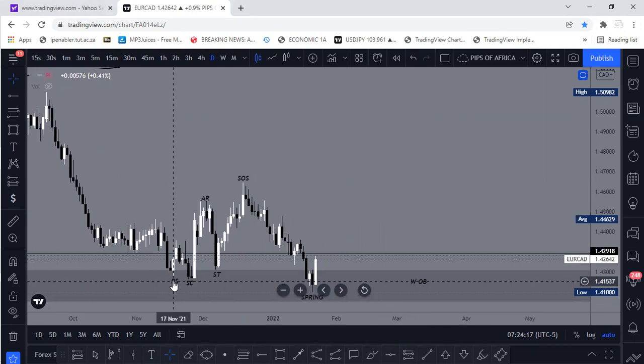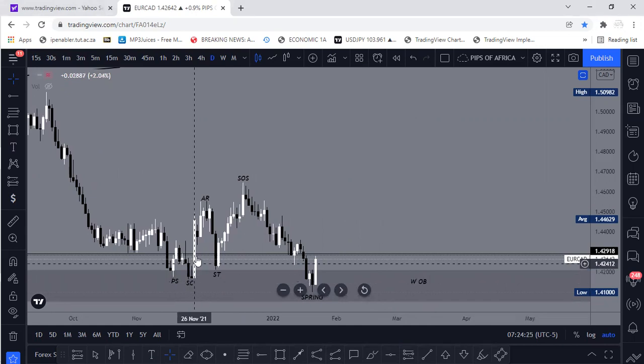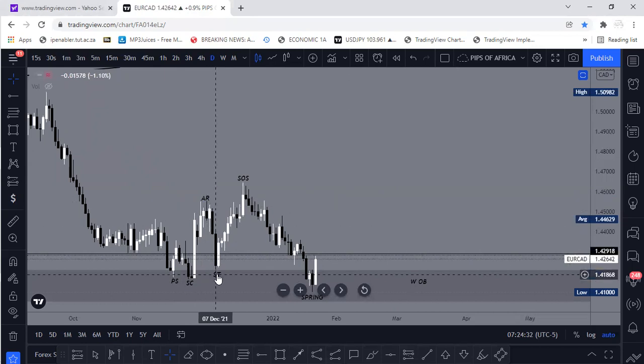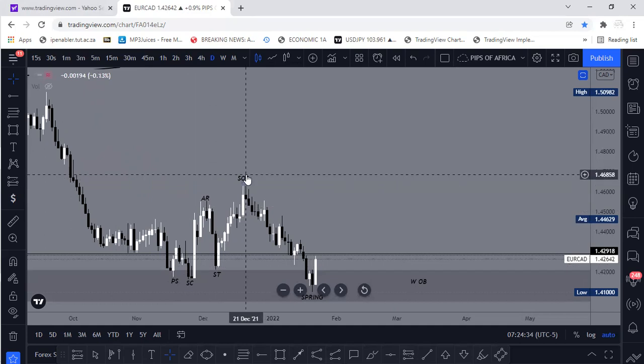The first part was the PS, aka the preliminary support. It was followed by the selling climax, aka the SC. After SC, the automatic rally. After automatic rally, we got what? The secondary test. After that, we got the SOS, aka the sign of strength. After that one, we had what?